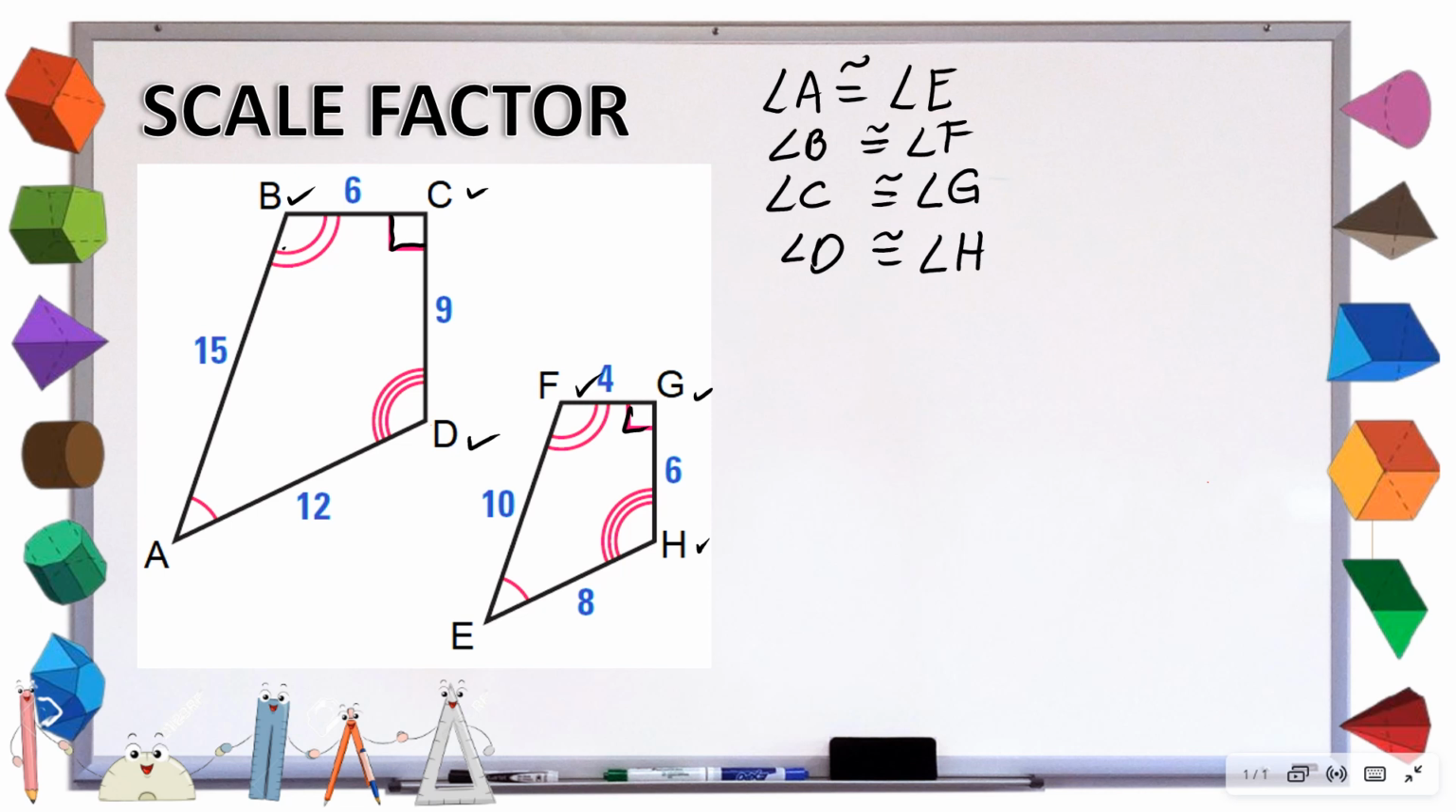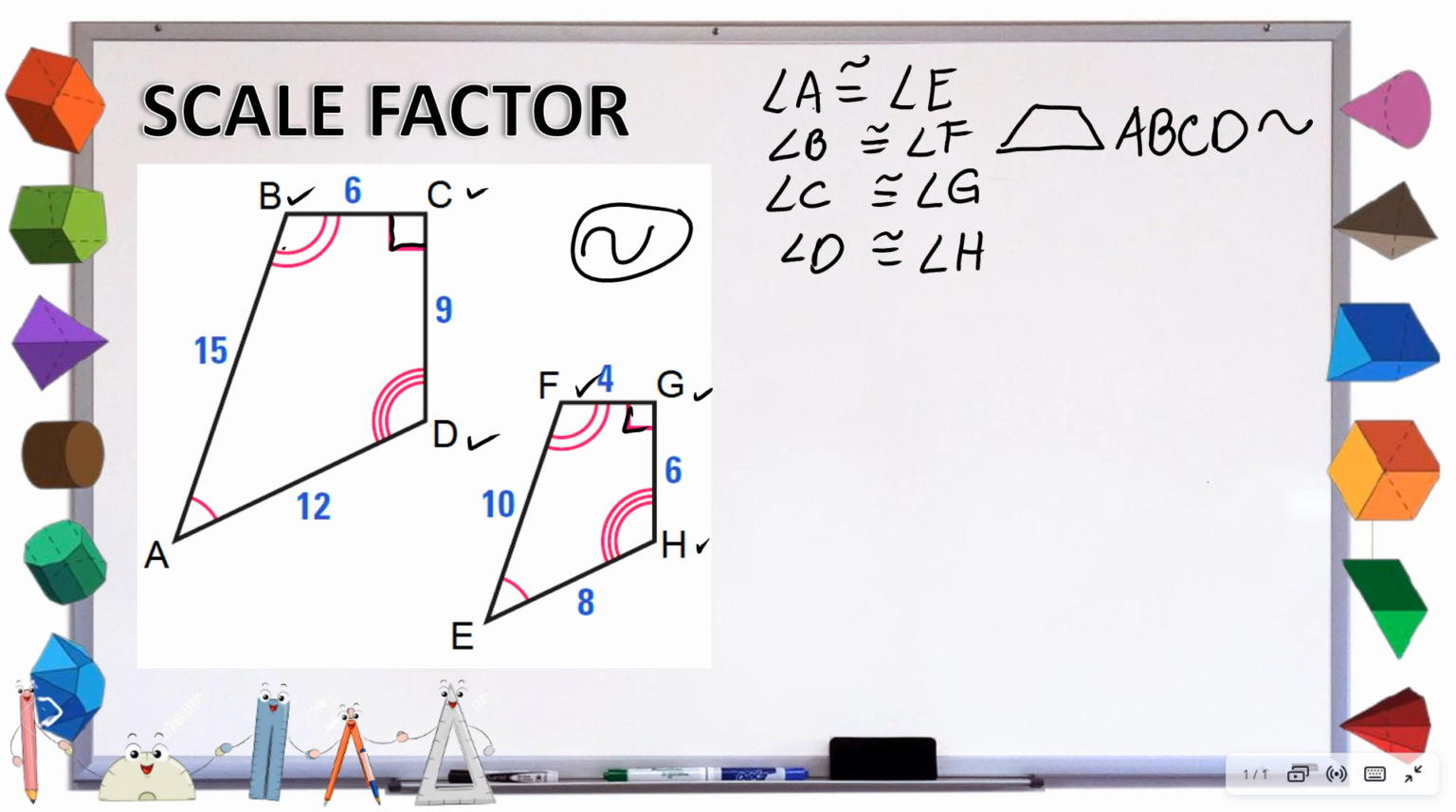So we already have the four congruent angles, so we can name the similar polygon. We have here polygon, let's just follow the order, ABCD is similar to. This is the symbol for similarity. Again, this is the symbol for similarity. Ganyan po.